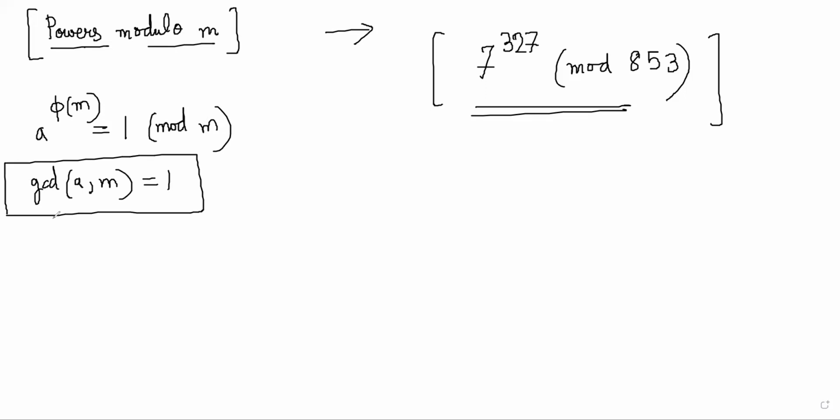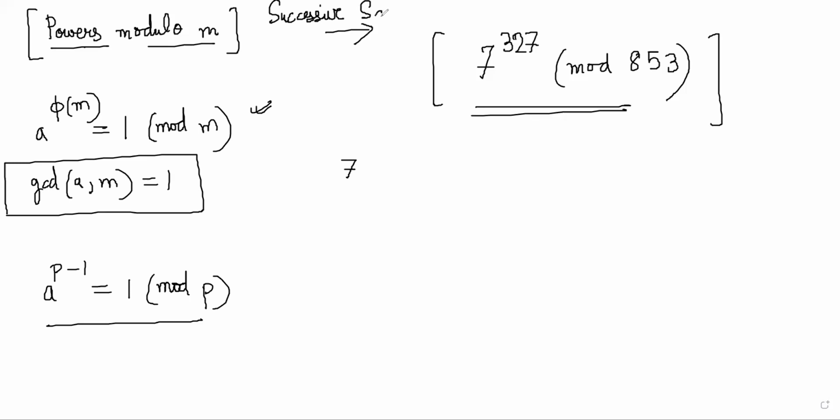Fermat's theorem was also there, but that is not so useful because you don't always have primes here. Fermat's theorem was A power P minus 1 is equal to 1 mod P. But you don't always have prime numbers, so Euler's theorem is more powerful and more useful, and that is the idea we'll use here. The first step is to create a table of values of 7 square, 7 power 4, mod 853. The method we are learning here is called the method of successive squares.